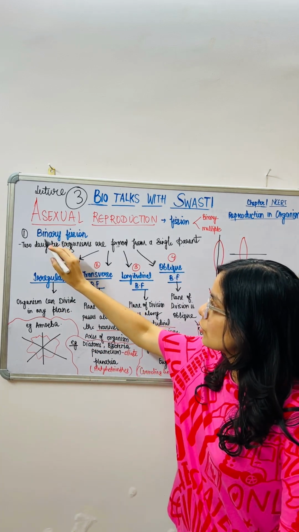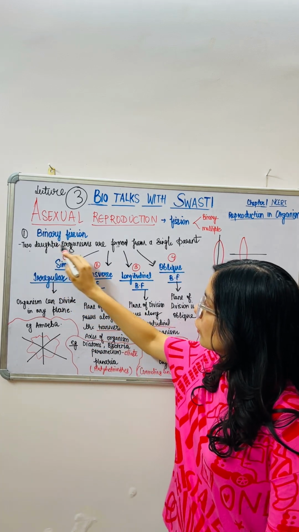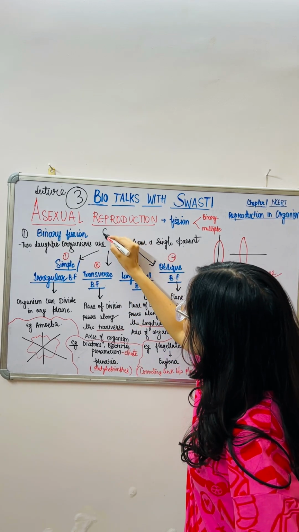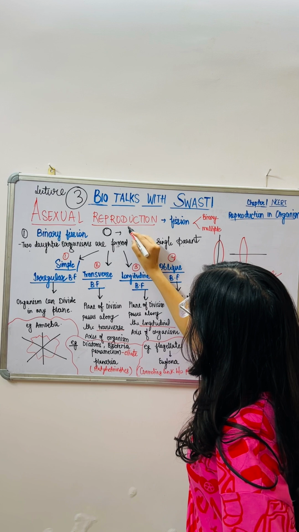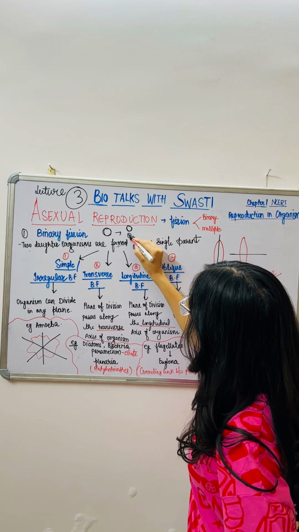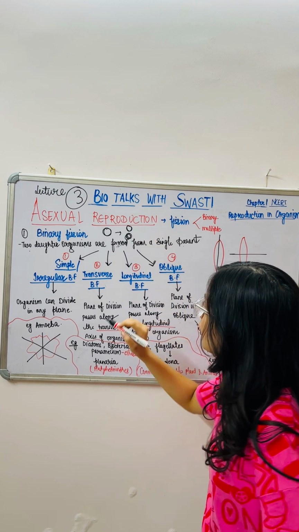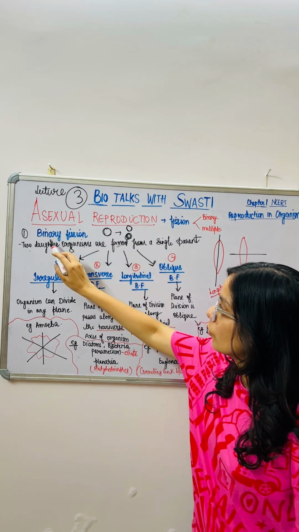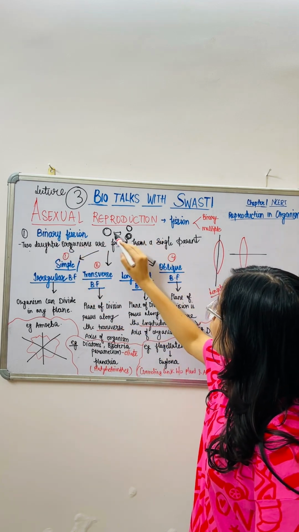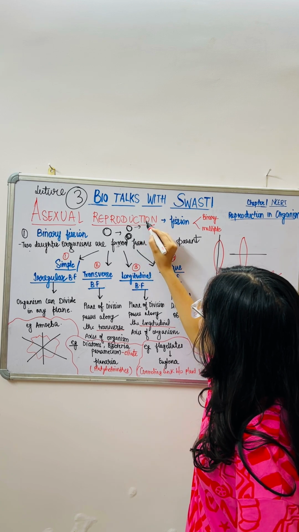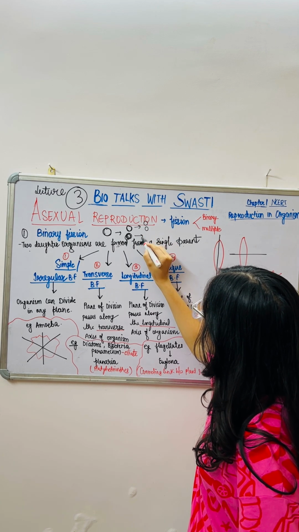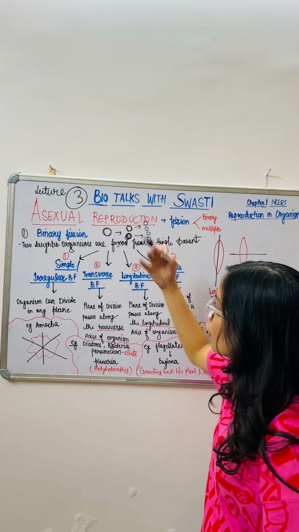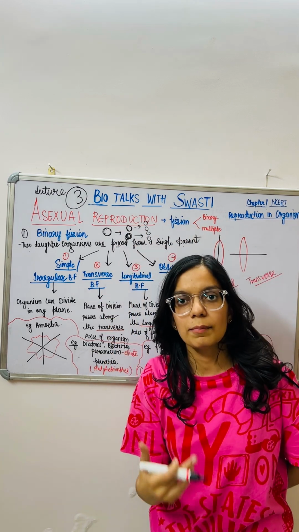Now binary fission is what, in this two daughter organisms are formed from a single parent. So basically if this is a parent, okay, so two daughter organisms are formed from a single parent. So this is the parent and this is the daughter. So what binary fission is, like these are the daughters, and then from the daughters two more are formed, and then from this daughter two more are formed. So this is the process that goes on, and this is called binary fission.